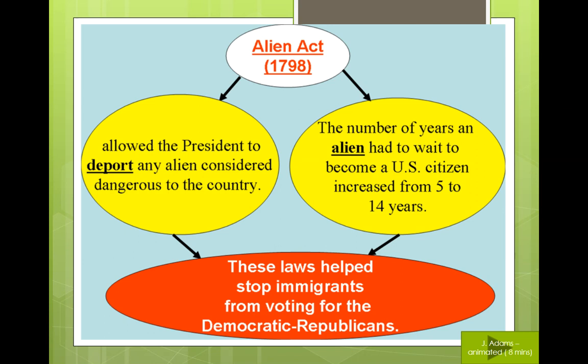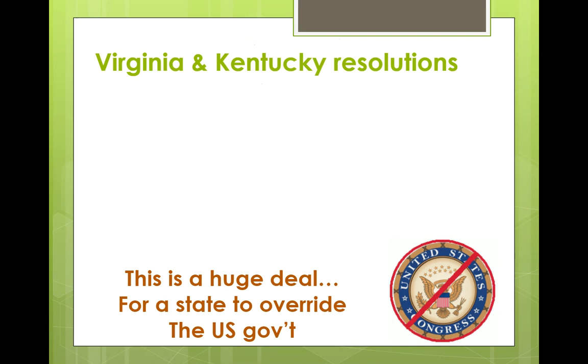Again, some things about the Alien and Sedition Acts: they allowed the president to deport any alien considered dangerous to the country. It also said that immigrants had to wait at least 14 years before they could become a U.S. citizen. The Virginia and Kentucky resolutions were all about trying to stop this Alien and Sedition Act.